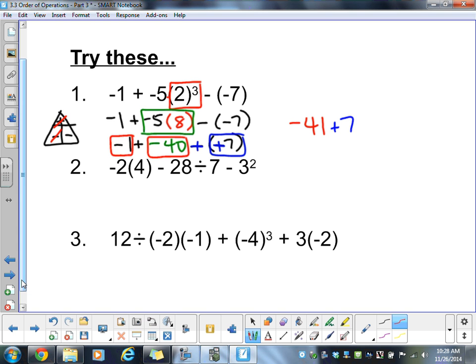So 41 bad guys and 7 good guys means we're going to get rid of some of our good guys and some of our bad guys. So we're going to end up with negative 34 as our final answer.